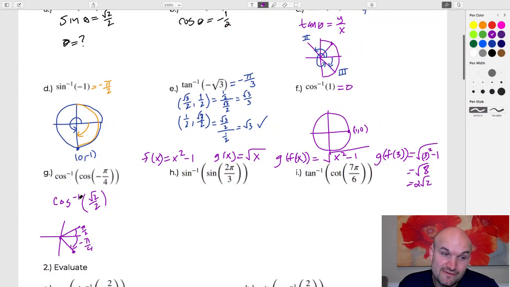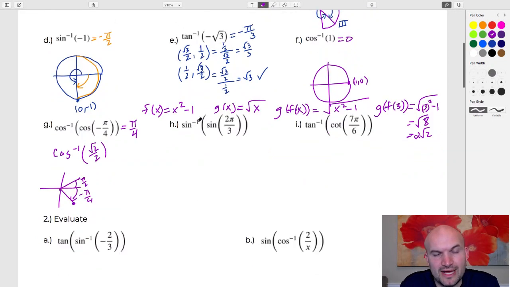Now, the cosine inverse of square root of 2 over 2, so what angle, cosine of what angle gives you positive square root of 2 over 2 within the first or the second quadrant? Well, that one's easy. That's just pi over 4. All right, so it looks like it's the same, but they're not always going to be like that.